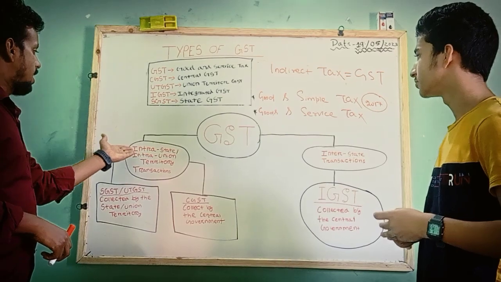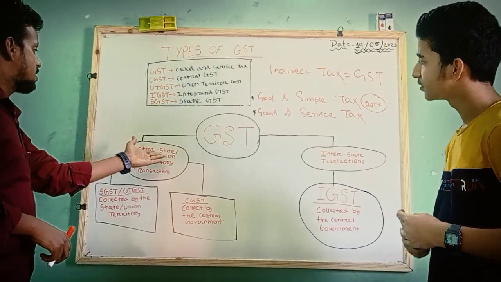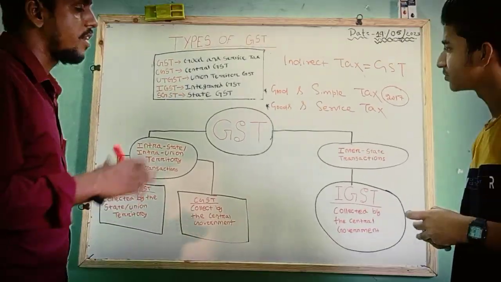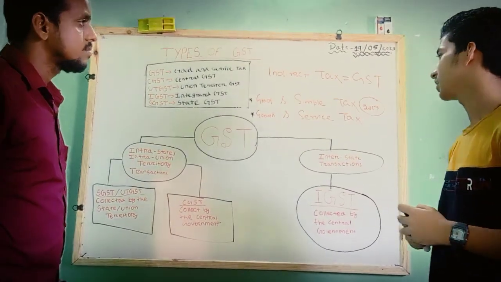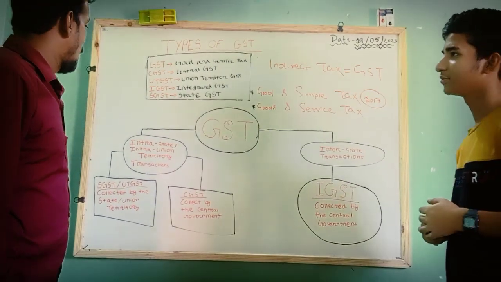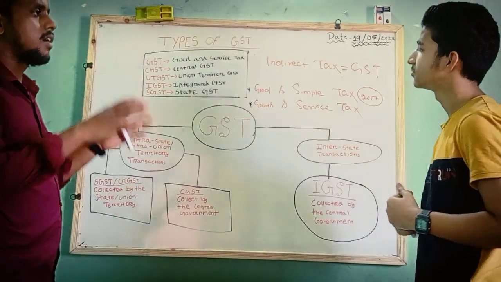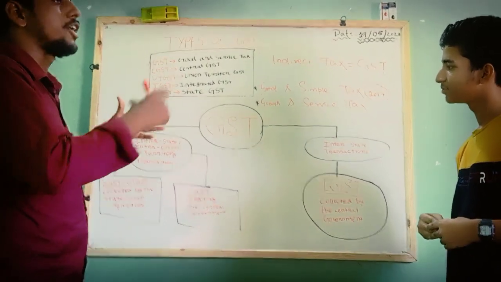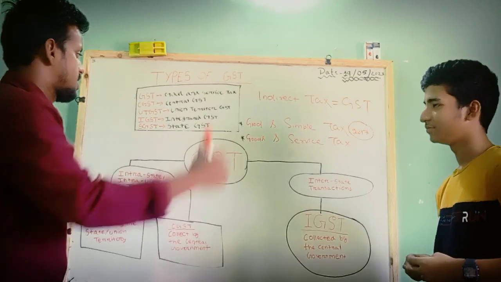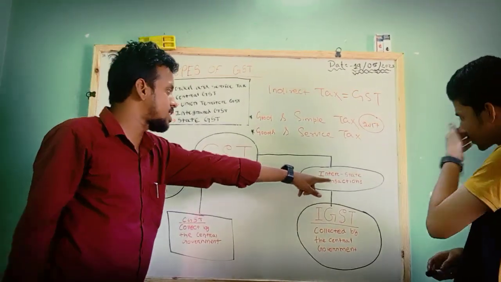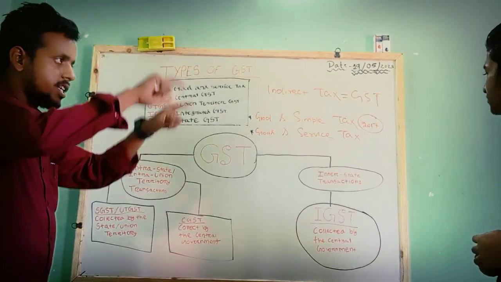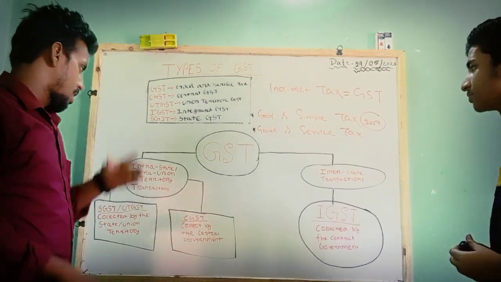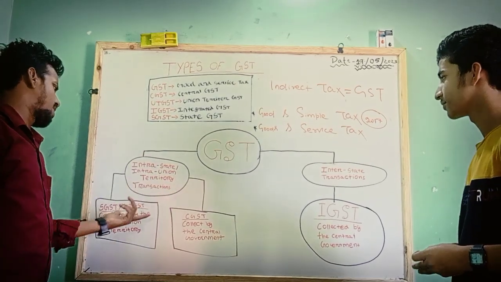Here are the inter-state and intra-state, intra-union territory transactions. So what do you mean by intra? Do you have any idea? Sorry, I don't have any idea. Can you please explain it to me? So intra means transactions within the state, within the boundary of the state, and inter-state means transactions between two states, or between state and union territories.